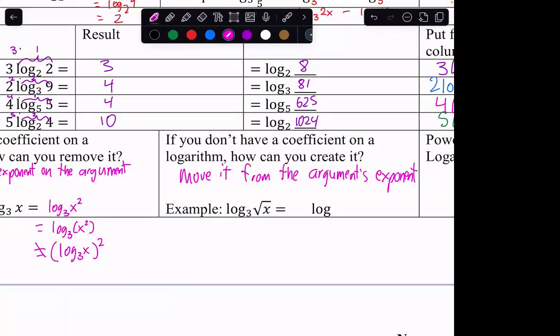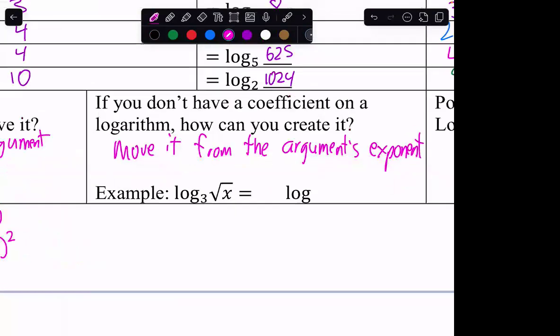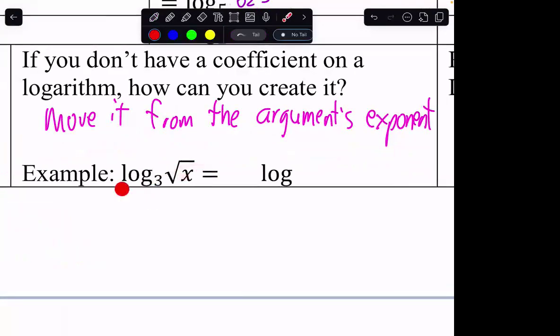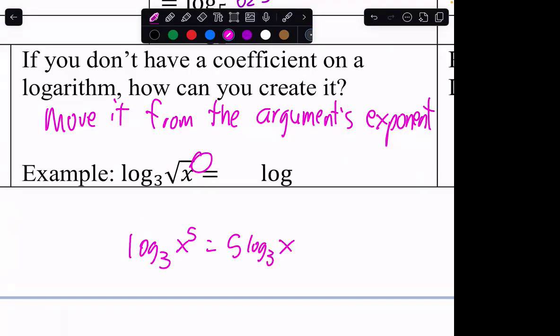Okay, so if your argument has an exponent, you're allowed to move it in front as a coefficient. But in this example, there's no visible exponent on the argument. So what do we do here? Any ideas? Okay, so again, if it were something like this, then you could just move the 5 in front. Right, but here we don't really see anything.